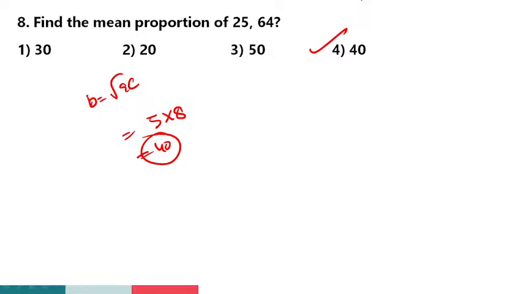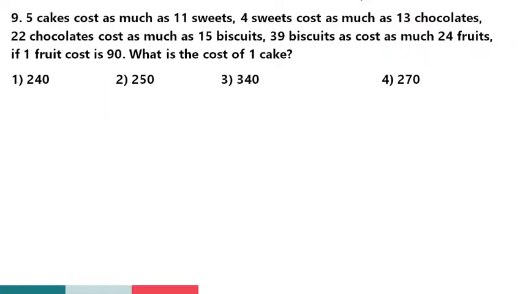Okay, all right, small problem. And next one, guys. 5 cakes cost as much as 11 sweets. 4 sweets cost as much as 13 chocolates. 22 chocolates cost as much as 15 biscuits. 39 biscuits cost as much as 24 fruits. One fruit cost is 90 rupees. What is the cost of one cake? Very good question guys. What is the answer, anyone?